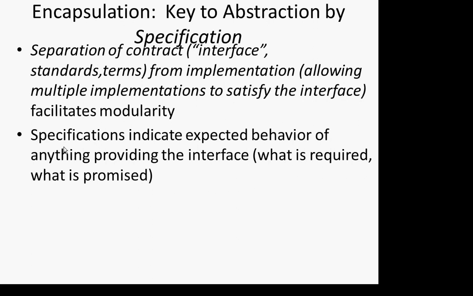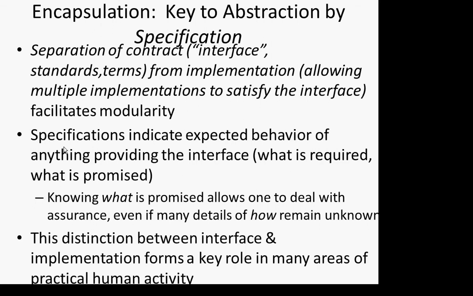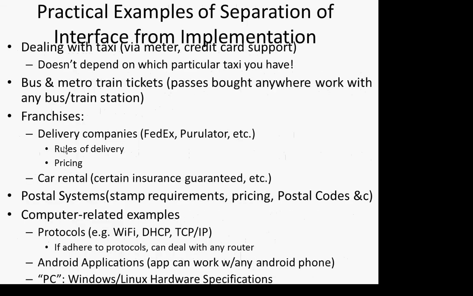Okay, so we do this in life all the time. We want to know what is promised, and we let them take care of the how. So this is many areas of human activity, and I think I have examples with us here. You get your bus pass anywhere, and you can take a bus anywhere. You go to Toronto, you can take the transit, no matter where you happen to buy the transit pass, you can use it anywhere throughout the system.